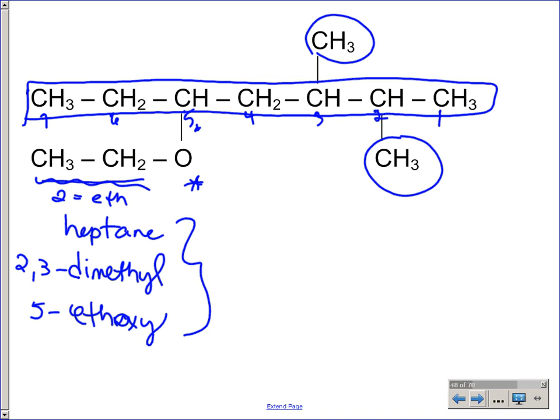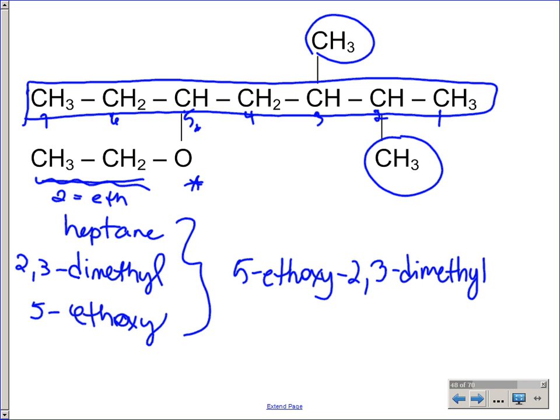So pulling this together, same thing as normal, you're going to be using alpha order. So looking at eth and meth, eth comes first. So you've got 5 ethoxy, 2, 3 dimethyl, and then there's the continuation of the name, which is heptane. There were no double bonds in here, so I just included heptane. So alpha order, E, M, heptane.